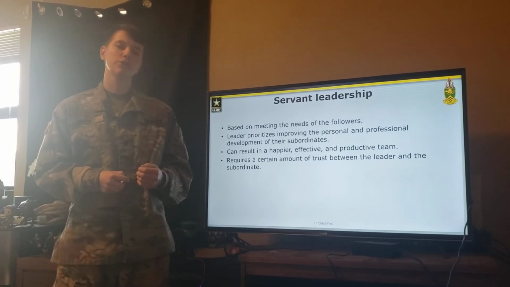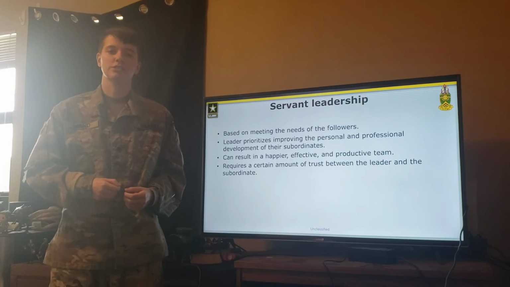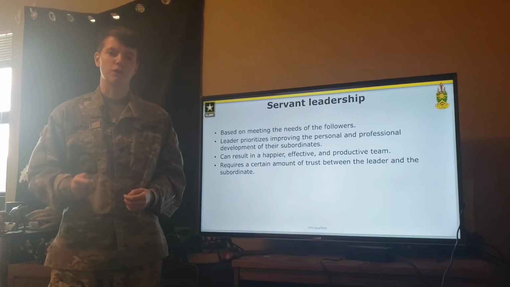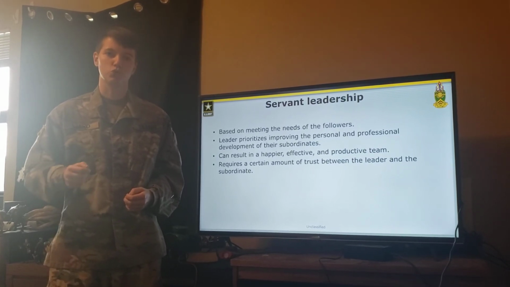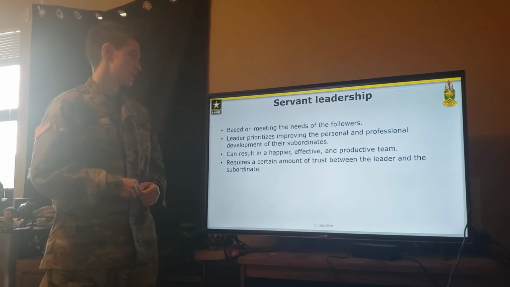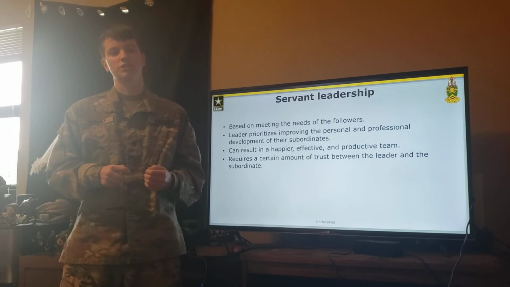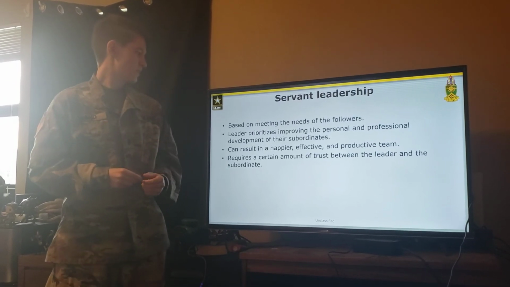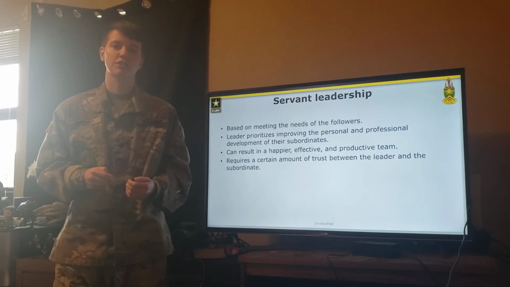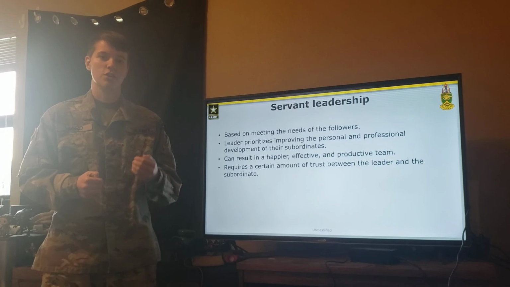All right, next we have servant leadership. Now this style of leadership is based on meeting the needs of the followers. This is a style every NCO has to use at some point in their career, because every NCO is responsible for soldiers and responsible for helping them improve and become leaders of their own. So this is a style they all should use. Now, this leader prioritizes improving the personal and professional development of their subordinates. And it can result in a happier, more effective, and productive team, because the leader talks to their soldiers, helps them improve, and in turn, the soldier gives their best effort to complete the mission for the leader.